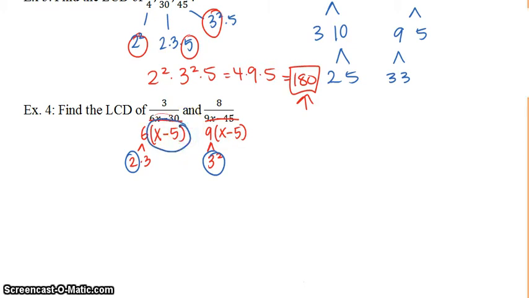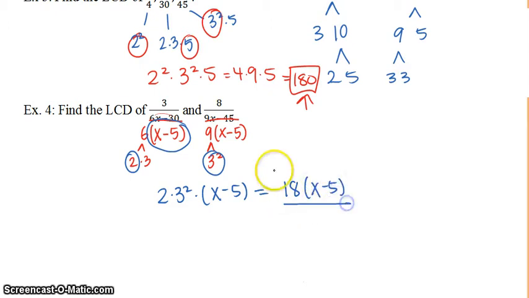So now I'm going to multiply them all together. So I have 2 times 3 squared times x minus 5, which equals 2 times 9, which is 18, times x minus 5. There's no need to multiply the rest out. So that is my LCD.